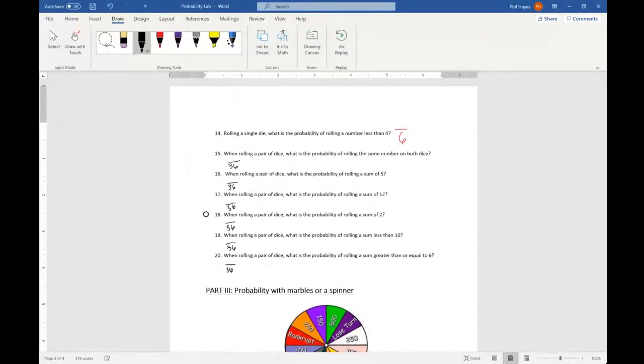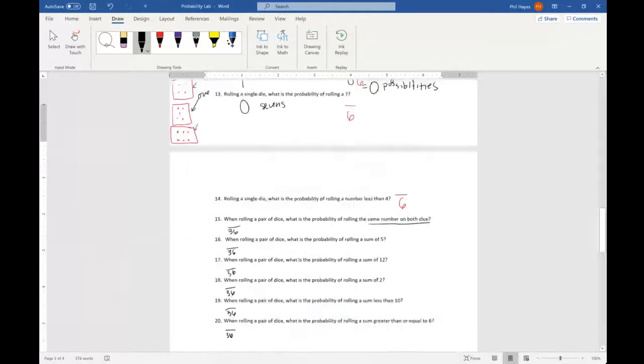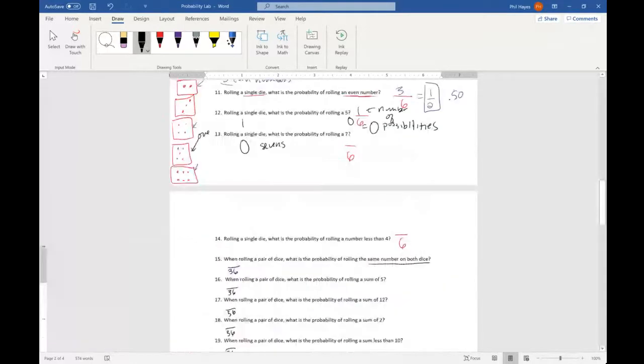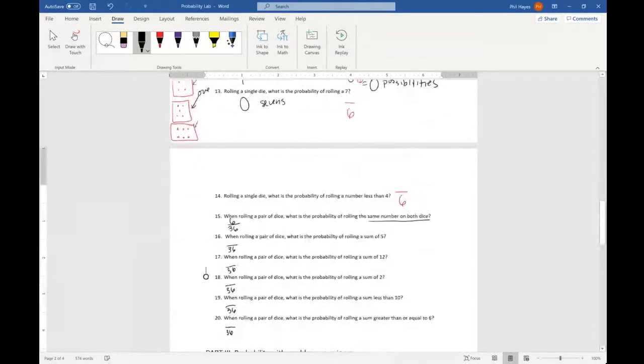So 15 says, when rolling a pair of dice, what is the probability of rolling the same number on both dice? So now I'm going to go up here and find the possibilities that have the same numbers. So that means like 1 and 1, 2 and 2, and so on and so forth. These all have the same numbers. So how many did I circle there? 1, 2, 3, 4, 5, 6. So there's my numerator. And then can I reduce this? Yes, I can divide by 6 in the top and the bottom and say 1/6 is my answer.